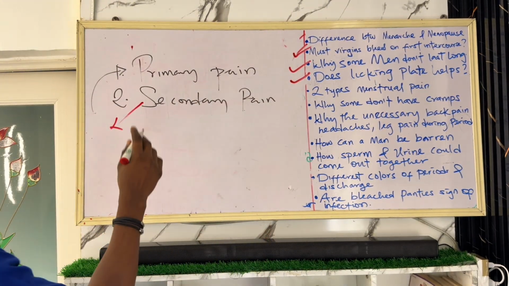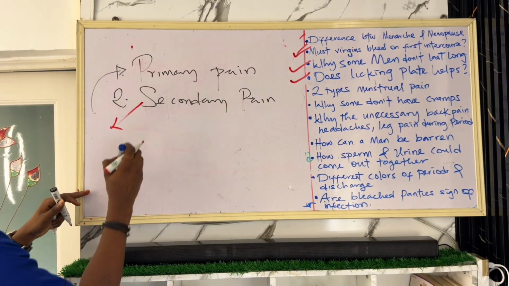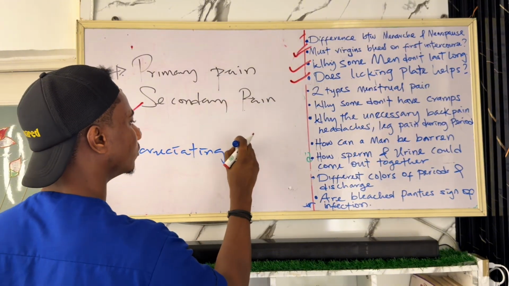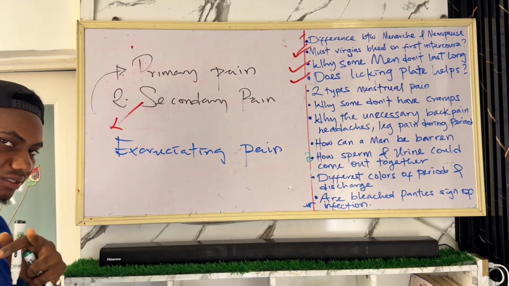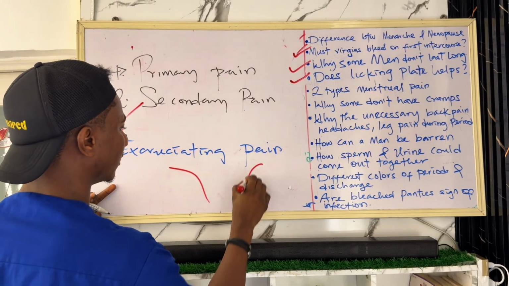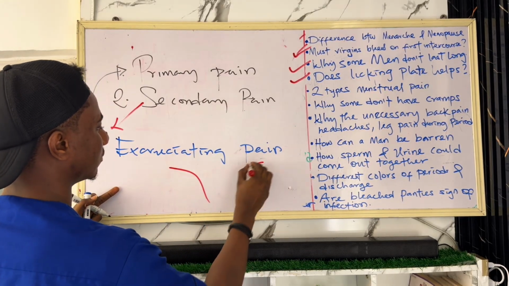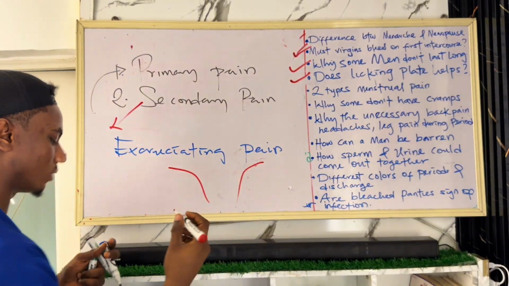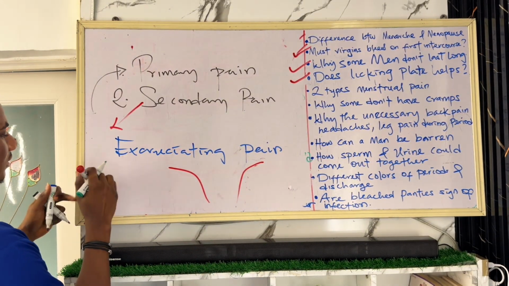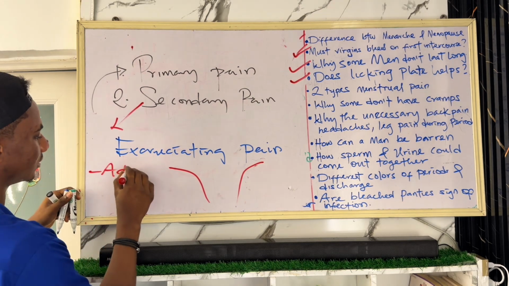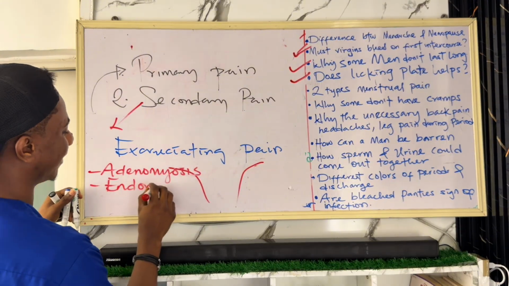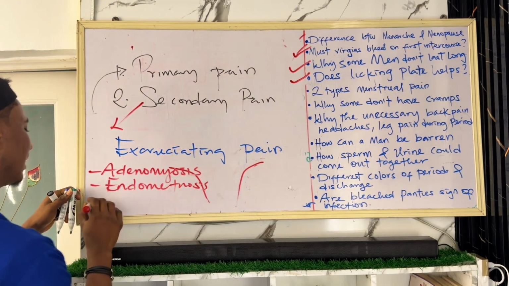But for secondary pain, this one is crazy sometimes because it comes with excruciating pain. What do I mean by excruciating pain? Pain that wants to take your life. It is important that you understand that in such a situation, you have your womb, and we can have some serious health challenges within you. Maybe adenomyosis, endometriosis, or in fact even fibroids. If anything can be wrong with you inside. Do you get what I'm saying?